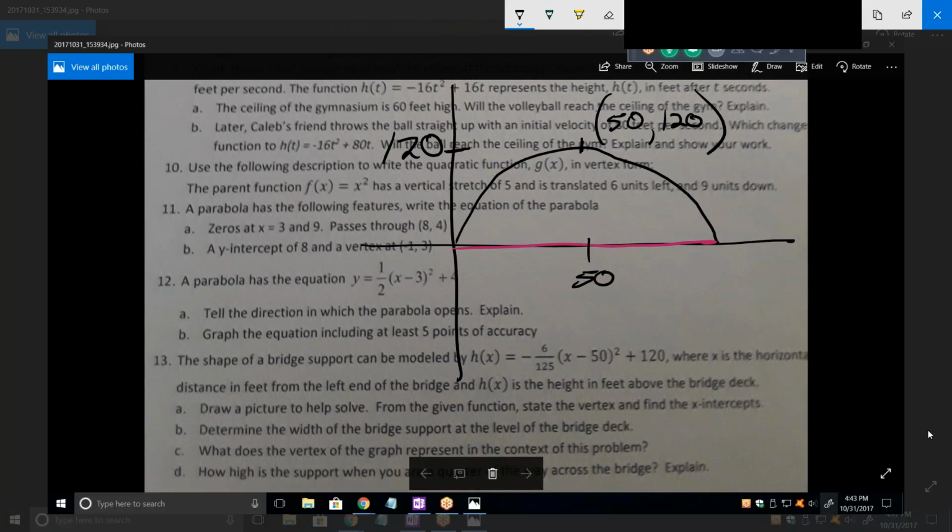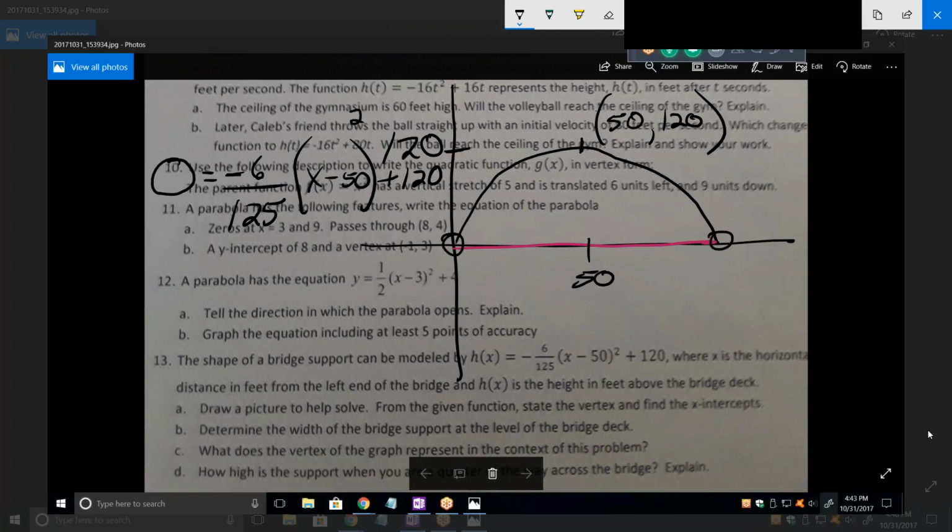I can still figure out the x-intercepts. What do I have to set h of x equal to? 0. Correct, because that's what the height is when I'm on my x-intercepts. Regardless of where they're at horizontally, my h of x is going to be 0. So over up here in the left, I'm going to set h of x equal to 0 and solve this equation. Okay. Figure out where these intercepts are, and then I'll be able to draw the picture better.